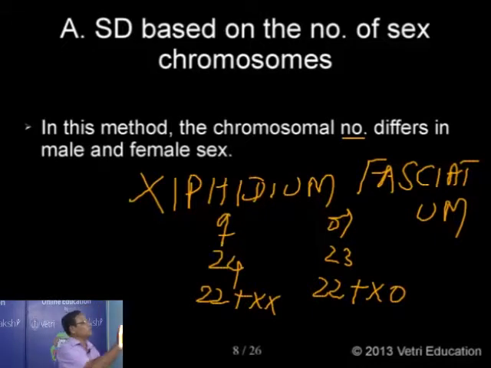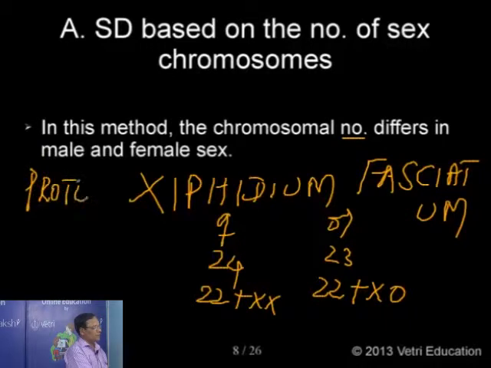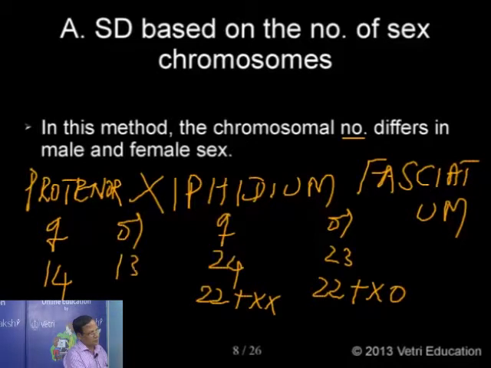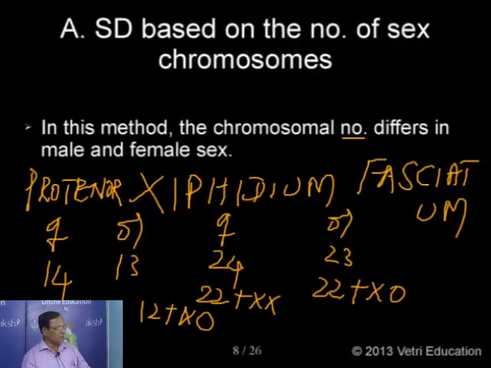Another example I mentioned earlier is Protenor, a bug. In Protenor, the female has 14 chromosomes and the males have 13 chromosomes. Here we have 12 plus XX in the case of female, and the males have 12 plus XY, where one is absent. That is the main difference. So anyway, you see the chromosome number.